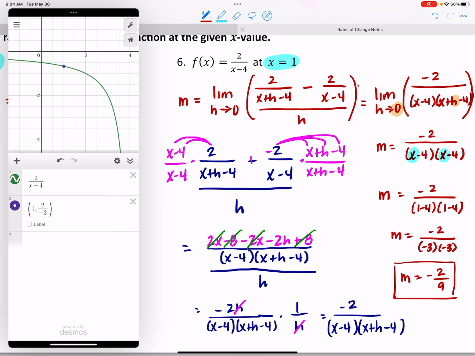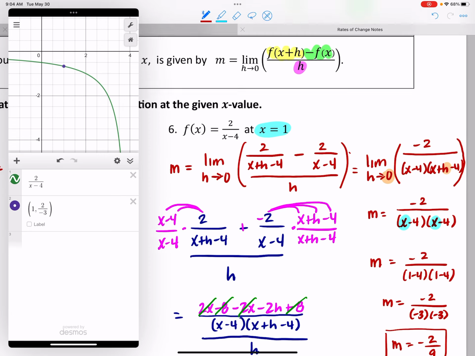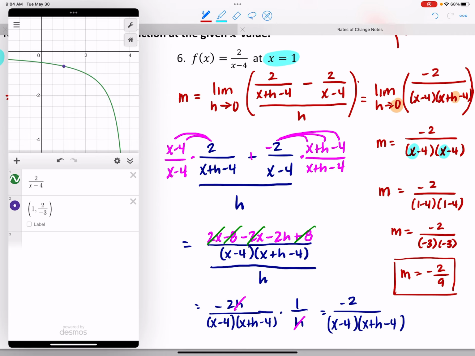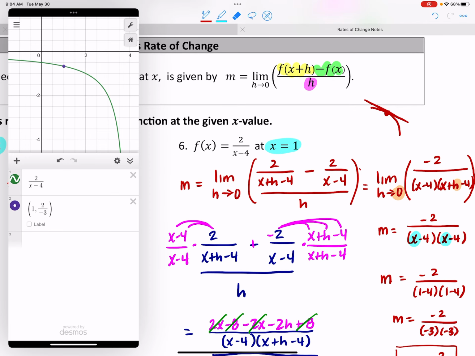Okay, so if I put in a tangent line at that point, here's the little branch we're looking at, here's the point we're focused on. If we put a tangent line to that point, the slope of that tangent line, the instantaneous rate of change, would be -2/9. Okay, that's what we've found in this problem.